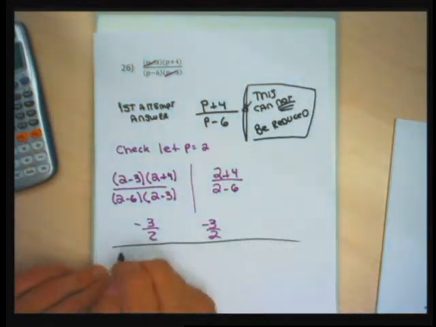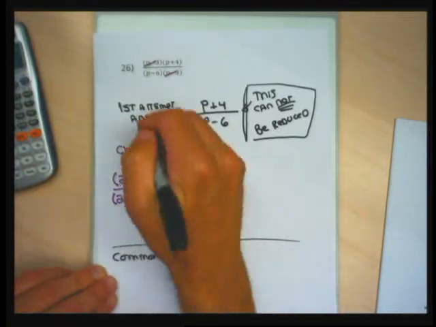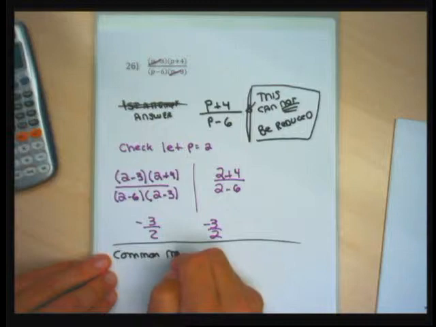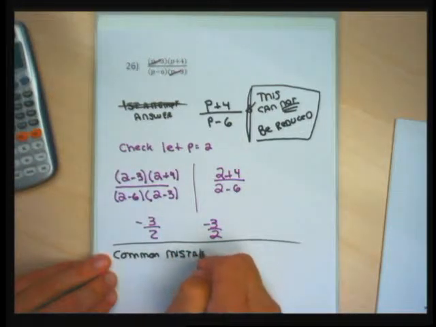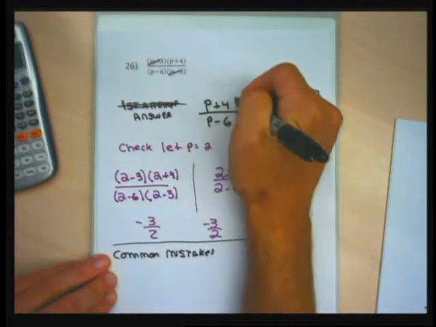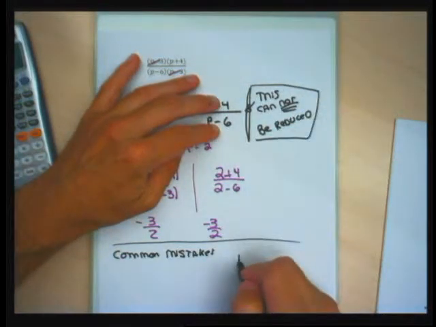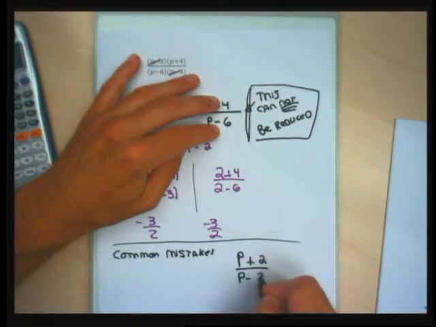And so some common mistakes. So this is the first attempt of the answer. It's actually the right answer. Some common mistakes would be to reduce this 4 and the 6, reduce the 4 by 2 and the 6 by 2 to make this p plus 2 over p minus 3.